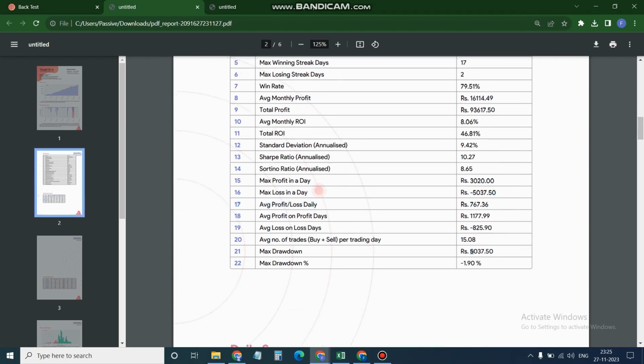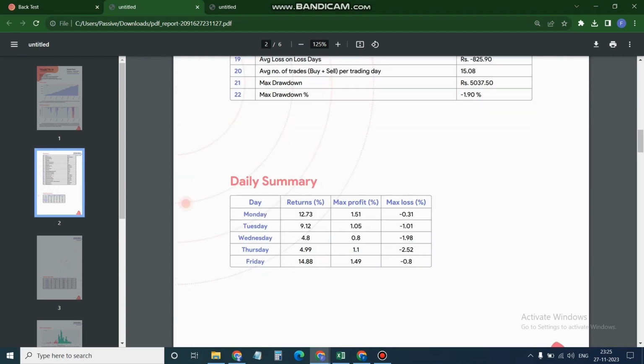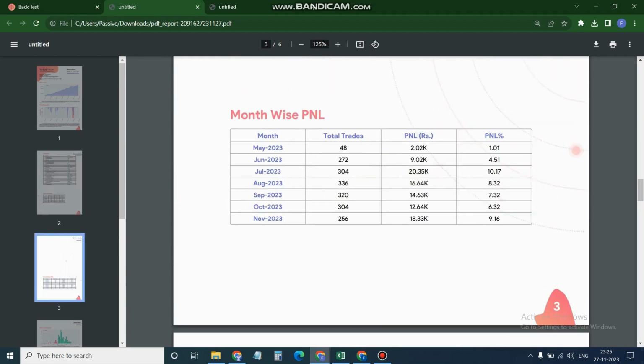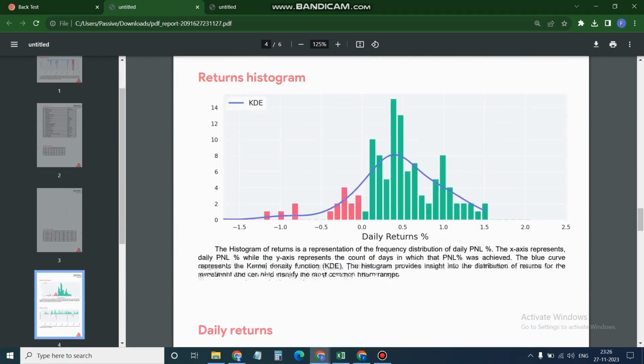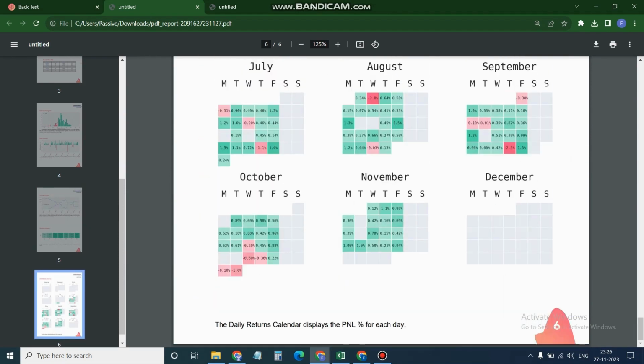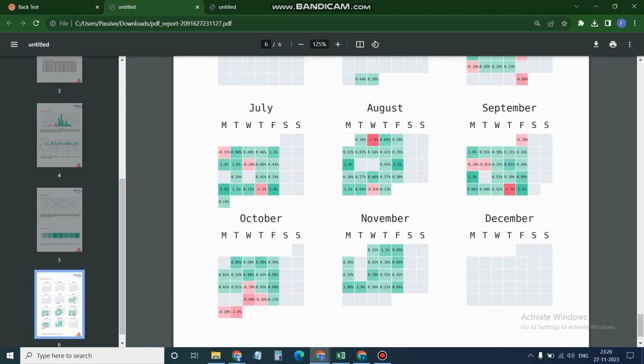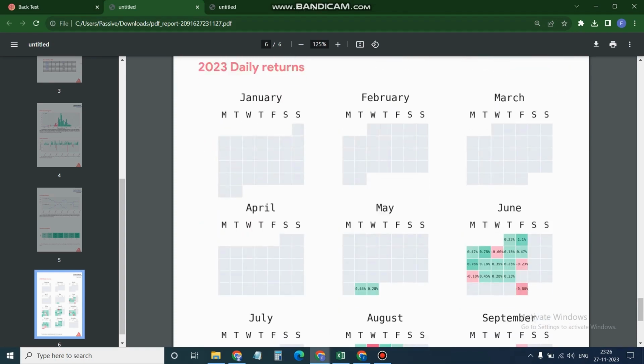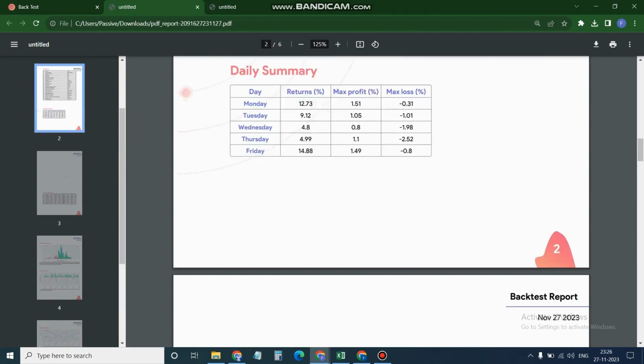Maximum loss is 5037, but it came as a drawdown after the profit, which means it will not affect the capital. Then these are the profits and losses for the months, and we can see the chart. In May 1%, June 4.5%, July 10%, 8%, 3%, like this. And in November, this month, there is no loss so far. We can see if there are any losses, and in October it made some minor losses, fine, no issues. So this is about my two strategies.